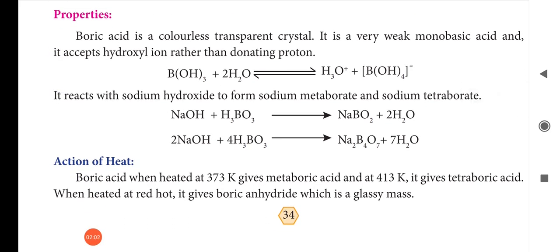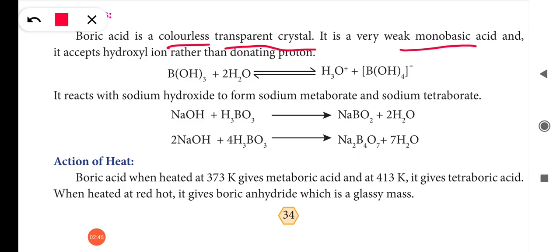Here they have given only chemical properties of boric acid, not physical properties. Boric acid is a colorless, transparent crystal. Transparent means like glass: if you look from one side, you can see the materials present on the other side. Crystal means solid. It is a very weak monobasic acid and it accepts hydroxyl ion rather than donating a proton.